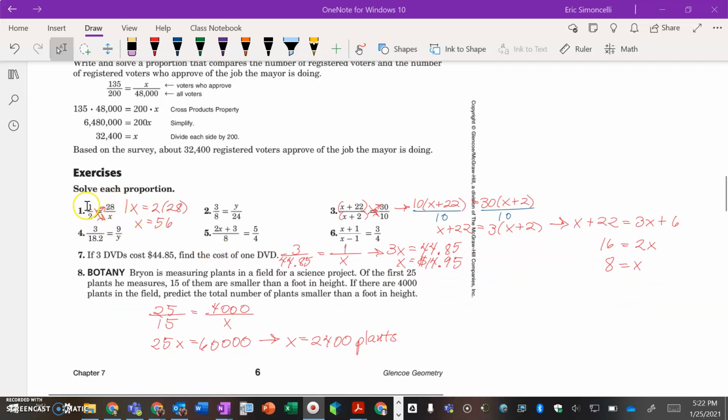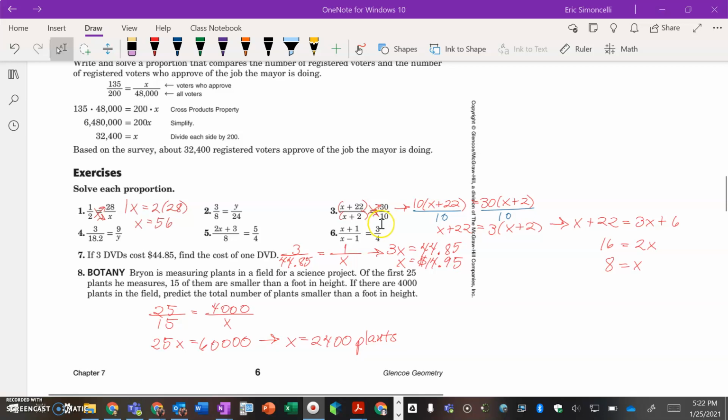Number 1, this is a simple proportion. If we cross multiply here, we got 1 times x. There it is. 2 times 28. There it is on the other side of the equation. This, of course, ends up being 56. So in the end, you end up with 56 for x.